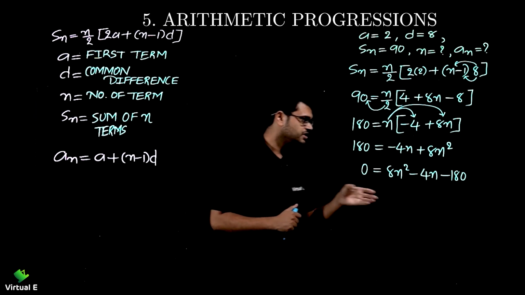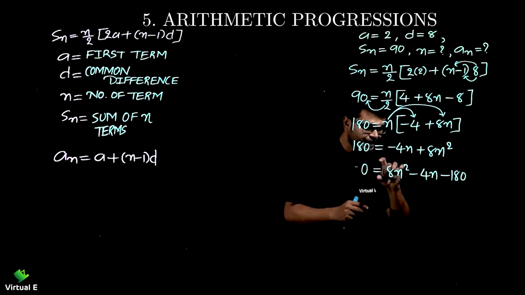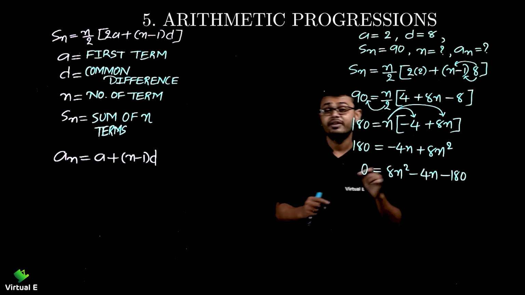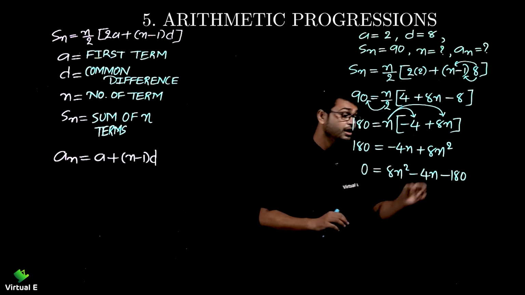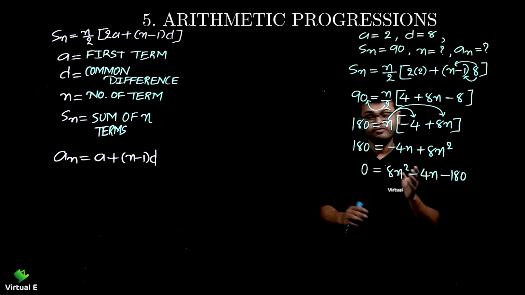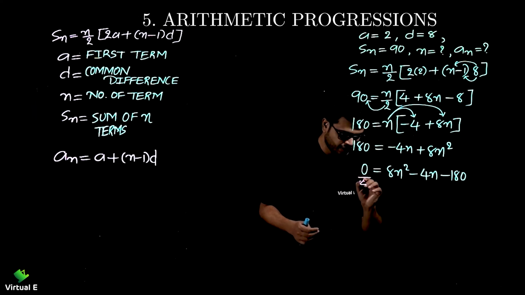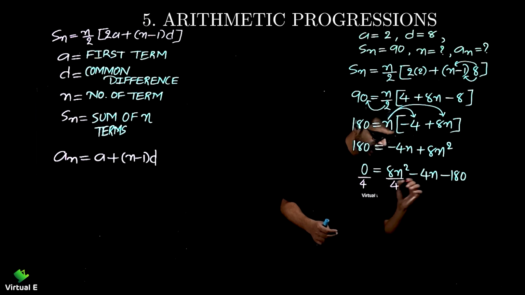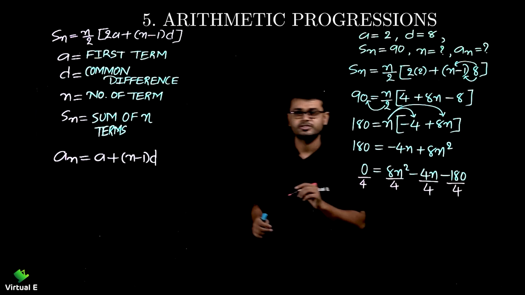8 is there, 4 is there, 180 is there. So I am going to divide each term by the number 4. The reason behind that is 8 is also divisible, 180 is also divisible, and 4 itself obviously. So let's divide by 4. Remember to divide each and every term on LHS and RHS.